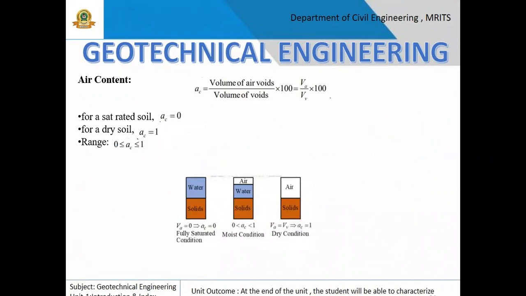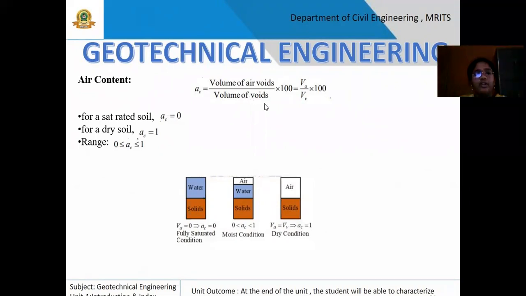Next is air content. It is denoted by a with the suffix c. It is volume of air voids to volume of voids. That is, we find out how much air voids are present in the total volume of voids. So Va by Vv into 100. For a saturated soil, there are no air voids, so the value will be equal to 0. And for a dry soil, as it only has air, it will be equal to 1. So the range will be 0 to 1.